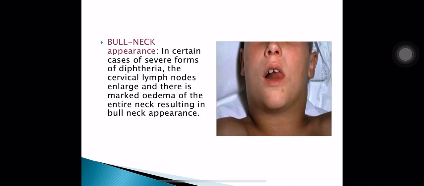What is bull neck appearance? In certain cases of severe diphtheria, the cervical lymph nodes get enlarged and there is marked edema of the entire neck, resulting in bull neck appearance.